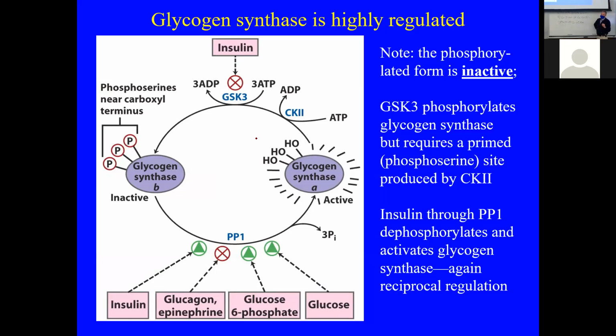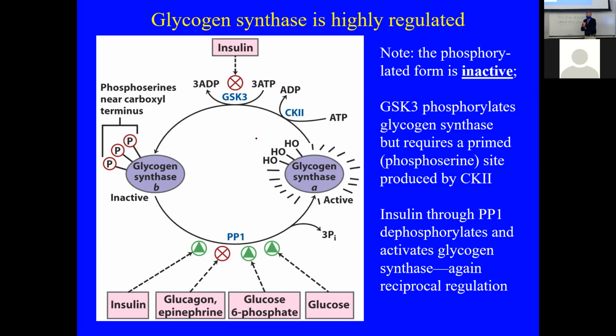Its activation is actually fairly straightforward. So if you're thinking about this, when would I want to activate glycogen synthase? When I'm hypoglycemic or when I have adequate, abundant carbohydrate? Yeah, so if I have sugar to work with, let's synthesize some glycogen. So the activation is going to be under insulin control.